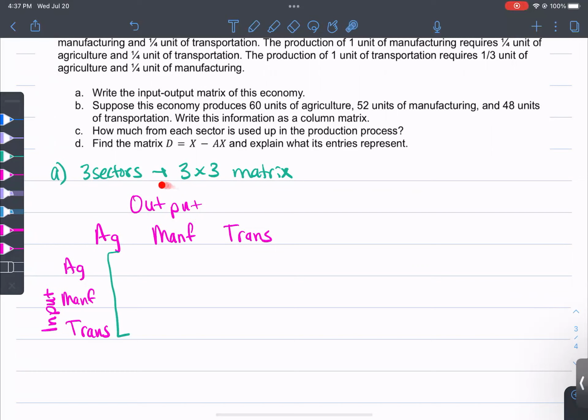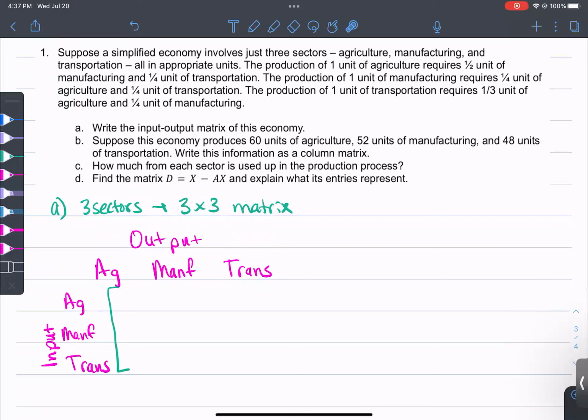So to output a unit of agriculture, the word problem says that we are required 1/2 a unit of manufacturing. So under the output of agriculture, I go to manufacturing and put a 1/2. And 1/4 of a unit of transportation. There is no mention of agriculture needing itself, so that gets a 0. Manufacturing requires 1/4 of a unit of agriculture and 1/4 a unit of transportation. It does not rely on itself. And then transportation relies on 1/3 a unit of agriculture, 1/4 unit of manufacturing, and no dependency on itself.